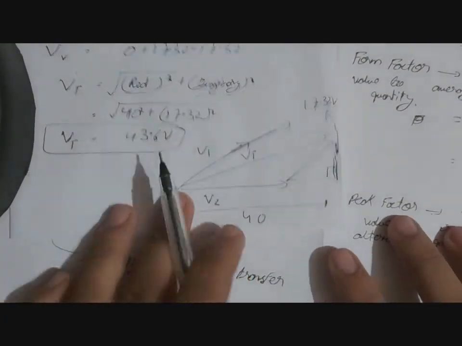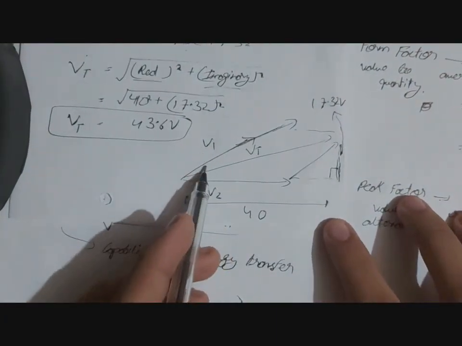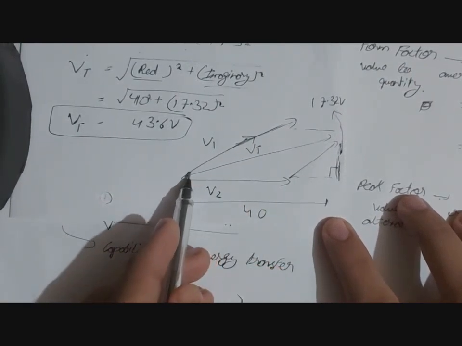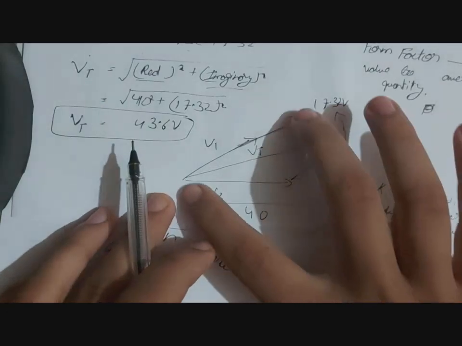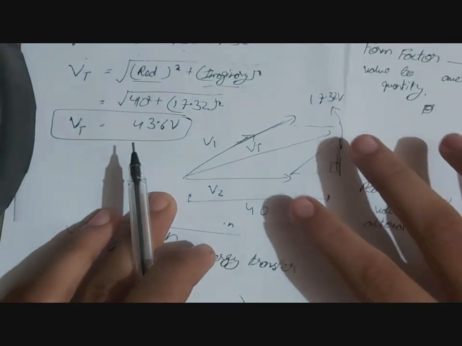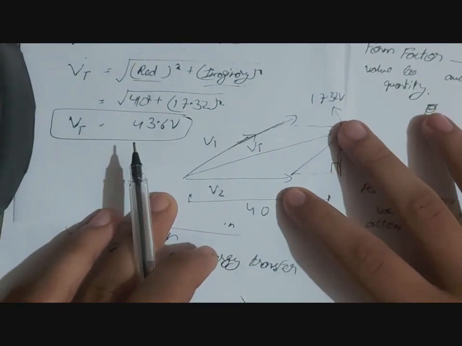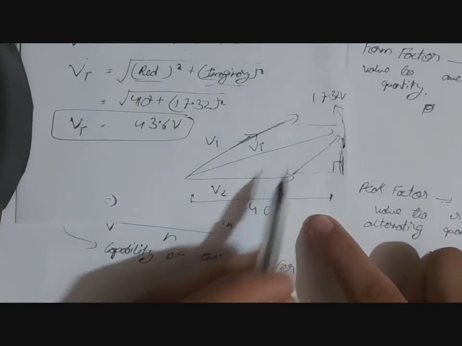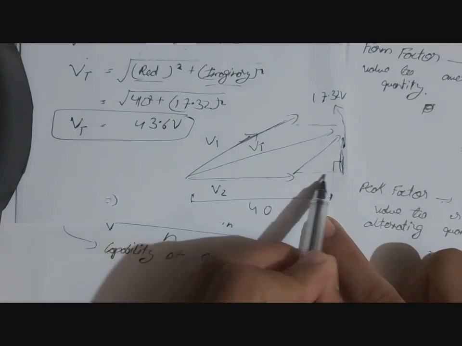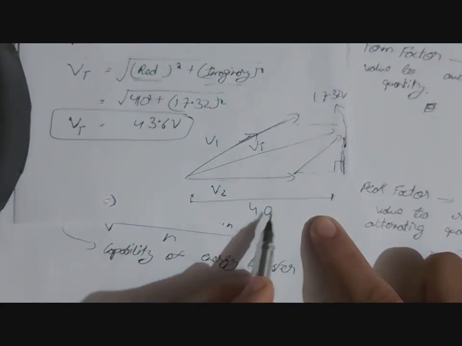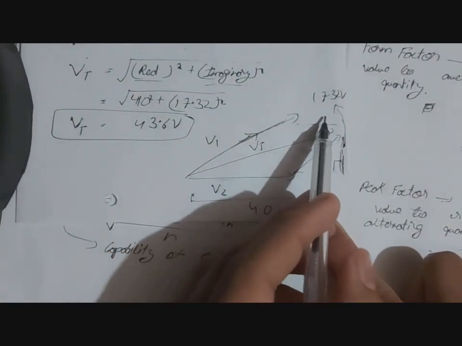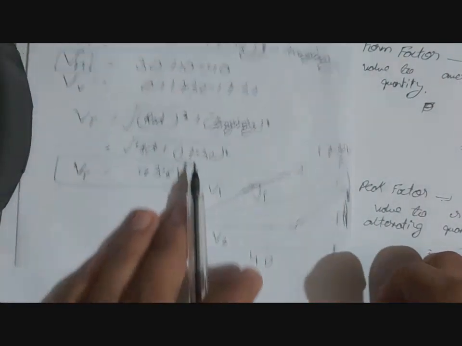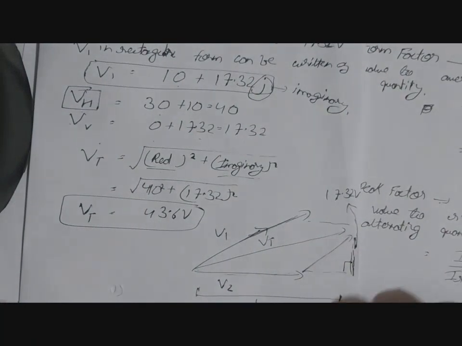So this can be understood by this. V1 is making an angle of 60 degrees. So by parallel shifting, this is shifted to here, and Vt is the total. The total horizontal component is 40 and the total vertical component is 17.32. Then by Pythagoras theorem we find Vt, similarly to this.